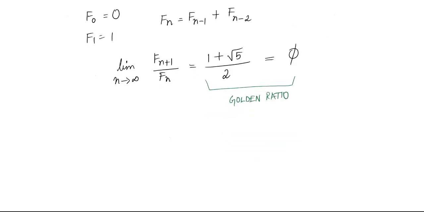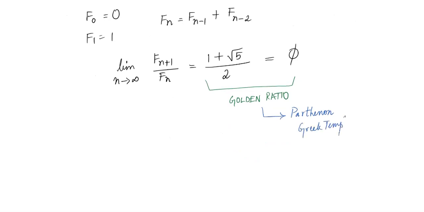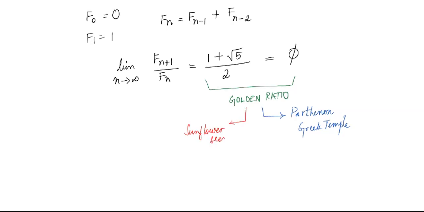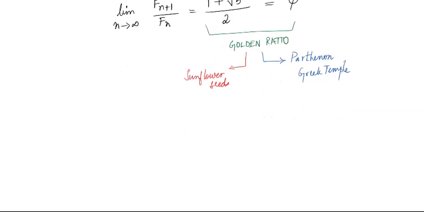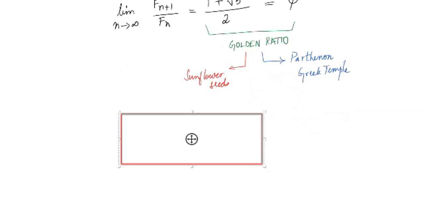Well, it's used in architecture, particularly in the Parthenon, the Greek temple. And in nature, you can see it in sunflower seeds, the arrangement of the sunflower seeds. You can see it in snails, and so on. So I'll just give you a quick look of how it is.